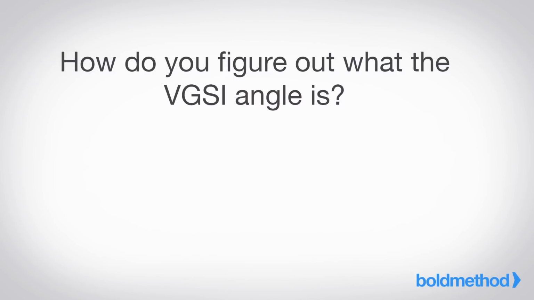Okay, first question here, and you hit on this just a little bit, Alex, and that is, how do you figure out what the VGSI angle is? It said there was a note on there saying that the angle on the approach and the VGSI were not coincident. How would you figure out what that visual glide slope is going to be?